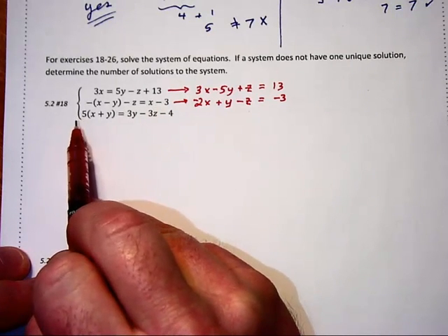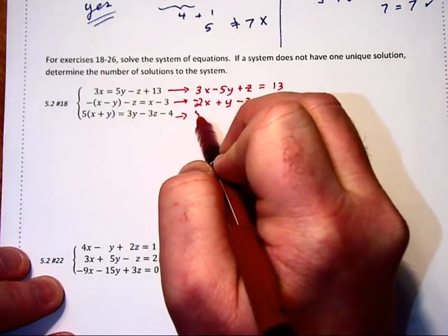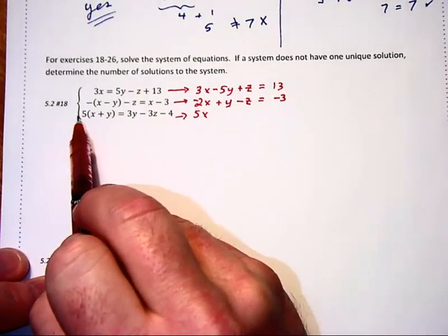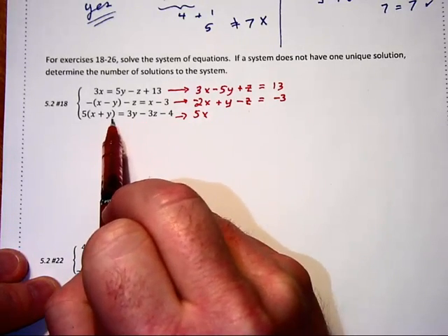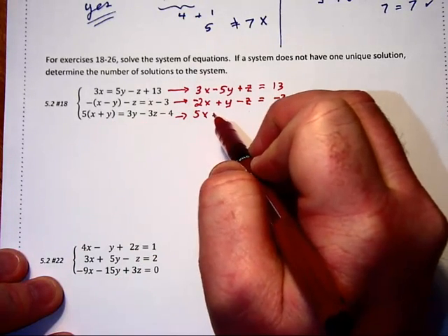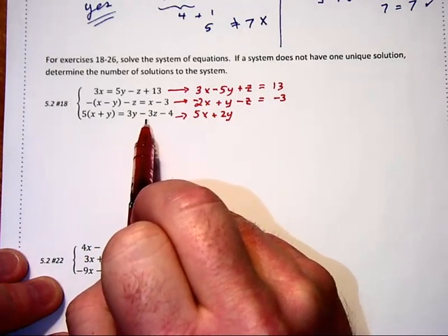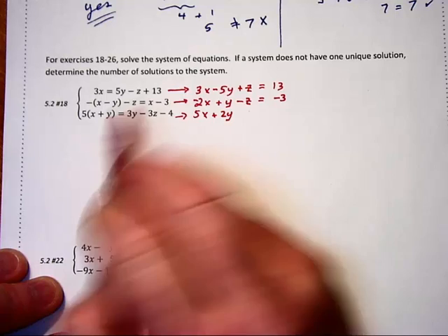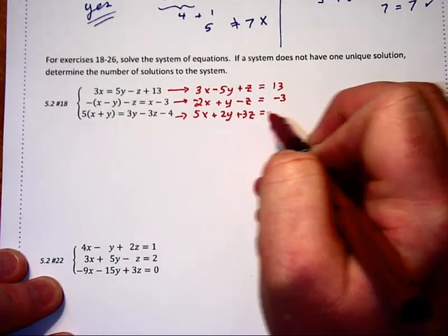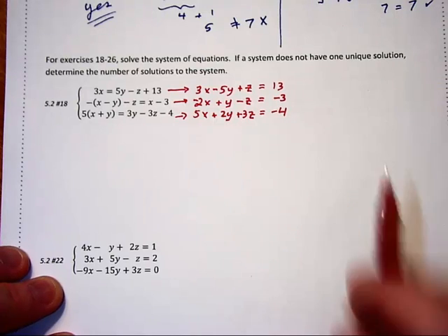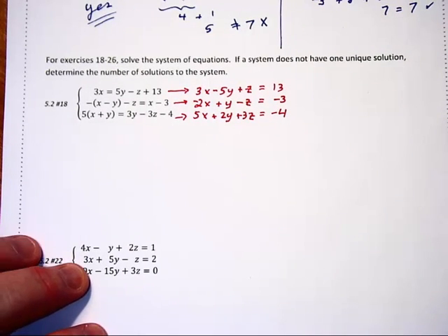Now let's deal with a third equation. We're going to have 5x after the distribution. We're going to have 5y on the left, but after we subtract the 3y over, that will become plus 2y. And then the minus 3z, when you add it to both sides, we will have a plus 3z on the left, equals negative 4. Now these three equations are in standard form.